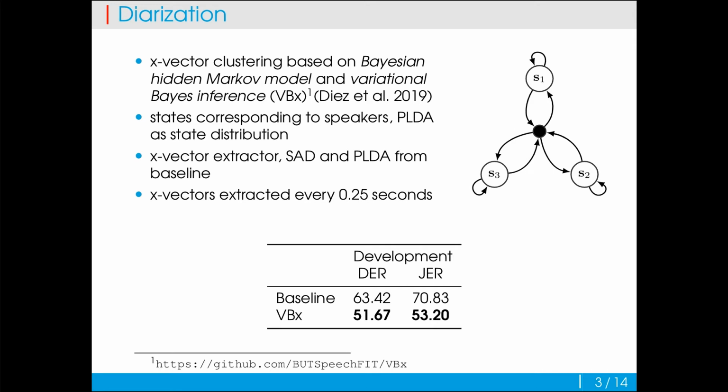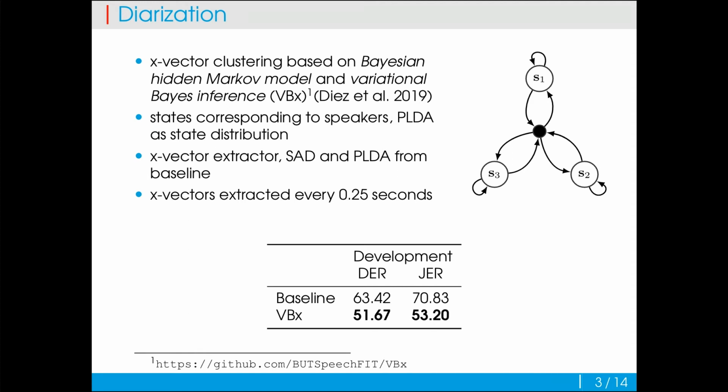It assumes that one frame belongs to one speaker only, which for CHiME data is not so much true, but it is a simplification we make. And on the next slide, I will also show some post-processing, which allows us to label also some of the overlap. The state distributions in the HMM are modeled by PLDA, which is trained on the CHiME training data. This PLDA and also the x-vector extractor and speech activity detector are taken from the baseline system.